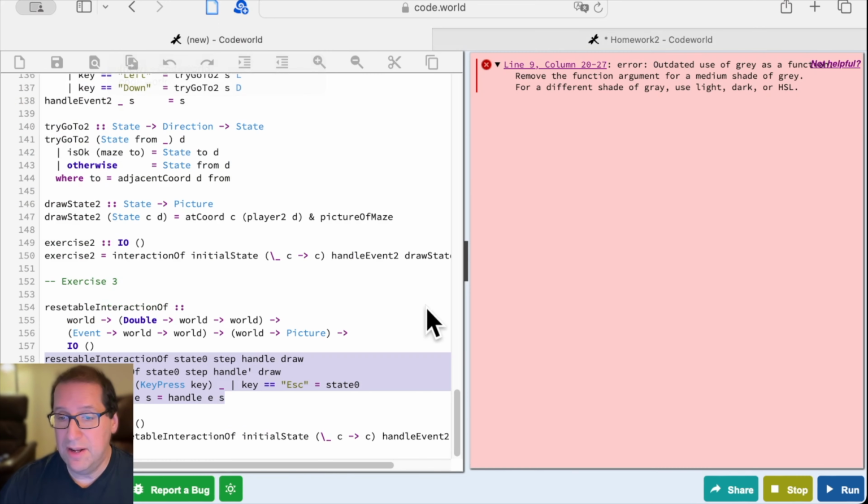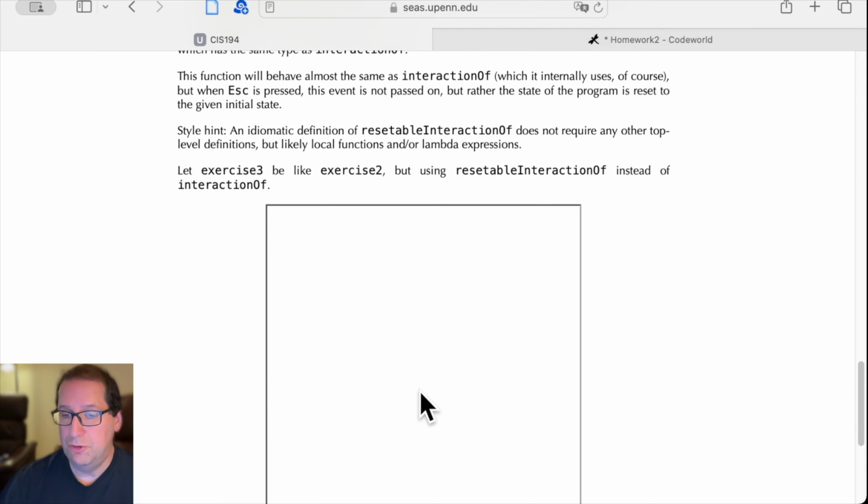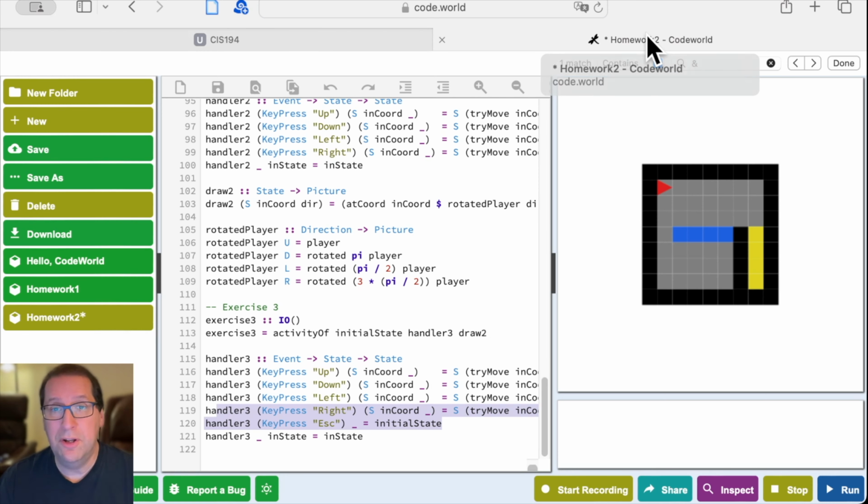Well, I already said that I'm not going to do exercise 4, which is just make a new level so that the TA doesn't get bored. So I'm going to call it here. We have finished homework number 2.